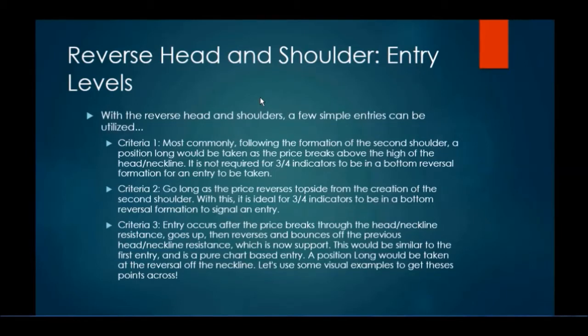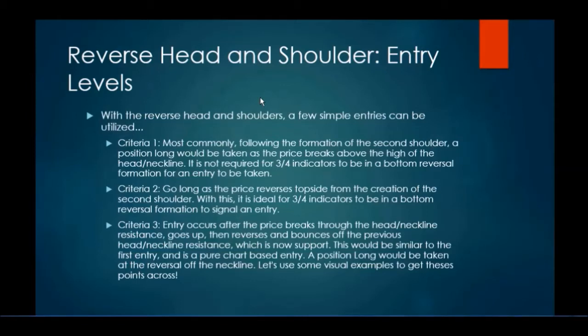Criteria 2. You go long as the price reverses topside from the creation of the second shoulder. With this, it is ideal for 3 or 4 indicators to be in a bottom reversal formation to signal an entry. So this would be like a simple bottom reversal. You'd be watching as it comes down after forming the head. You have a rough idea of a head and shoulders forming. It starts to reverse topside, 3 or 4 indicators give you a signal to buy, and you could play it long from that reversal.